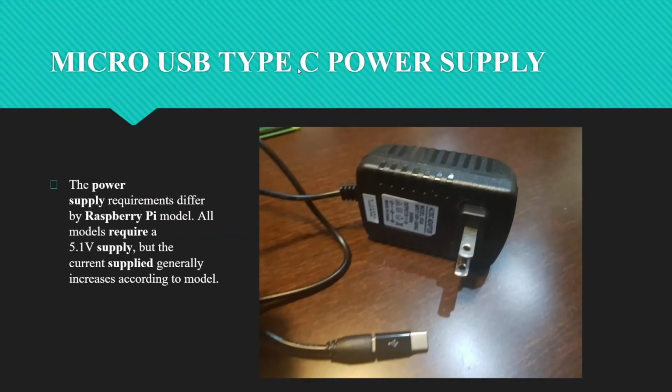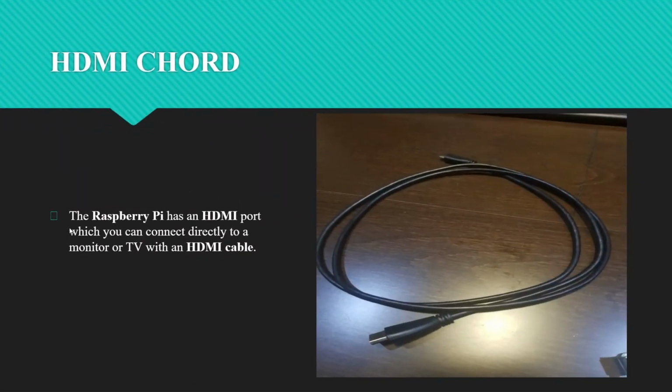Micro USB Type-C power supply. The power supply requirement differs by the Raspberry Pi model. All models require a 5.1 volt supply, but the current supply generally increases according to the model. HDMI cord. The Raspberry Pi has an HDMI port which you can connect directly to the monitor or TV with an HDMI cable.